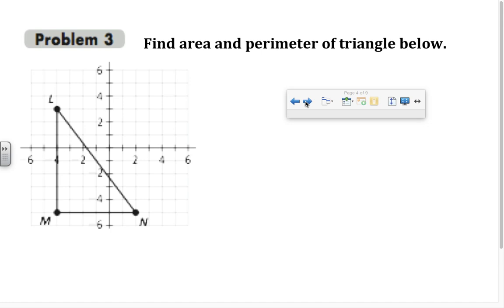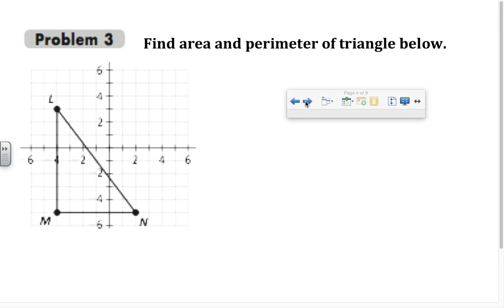In this problem, we're being asked for two separate things, finding the area and the perimeter of the triangle. And even though we're being asked for two things, I think you'll find that this problem is quite a bit easier than a couple of the previous ones. The reason why is notice that in this triangle, LM and MN are a vertical and horizontal segment respectively. Remember, we talked about it in the previous lesson that when we have a vertical segment or a horizontal segment, we can find those lengths very easily by just counting the spaces.